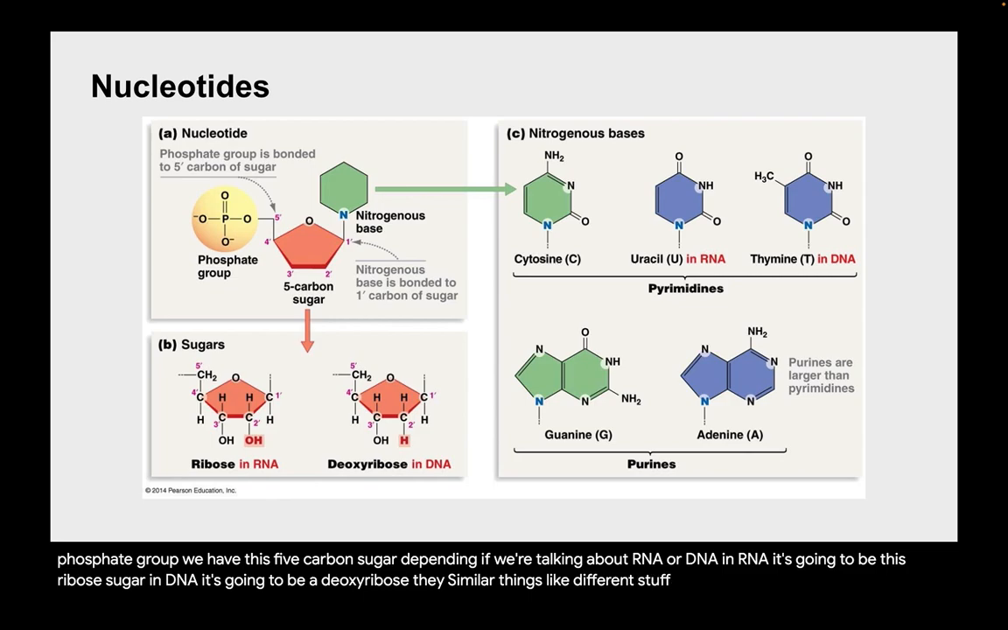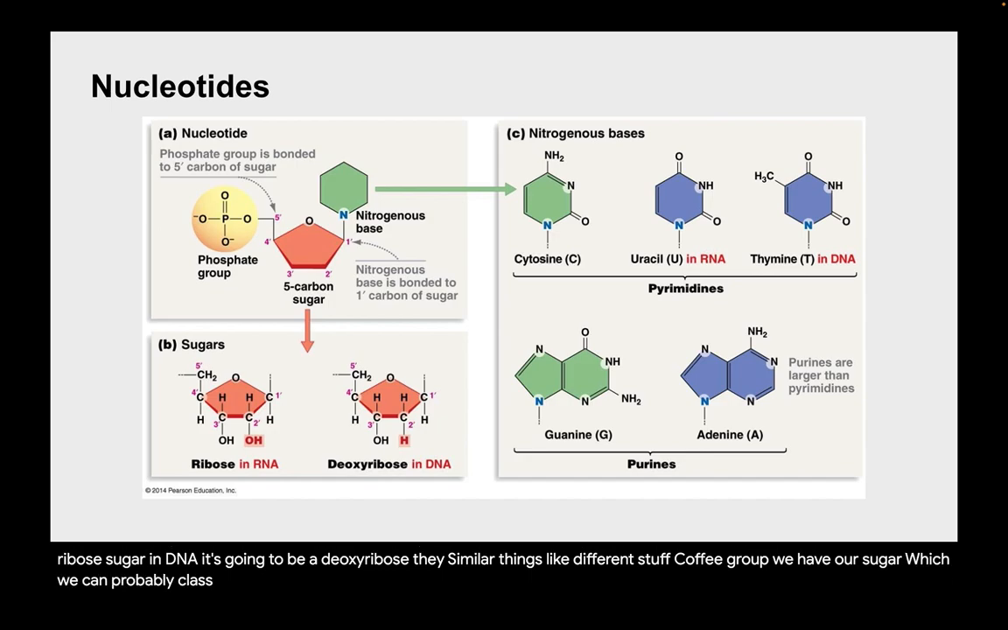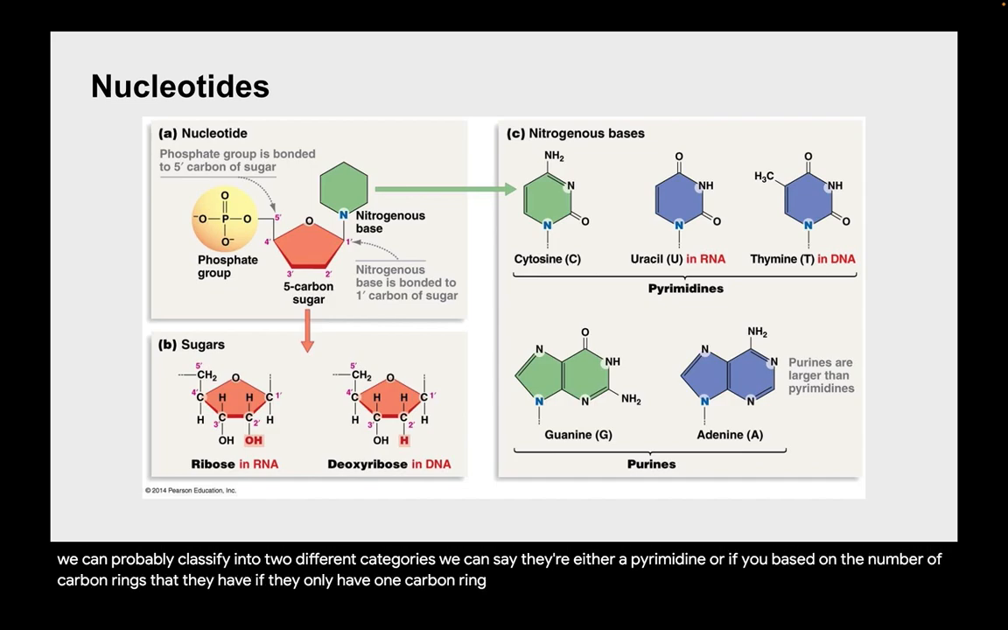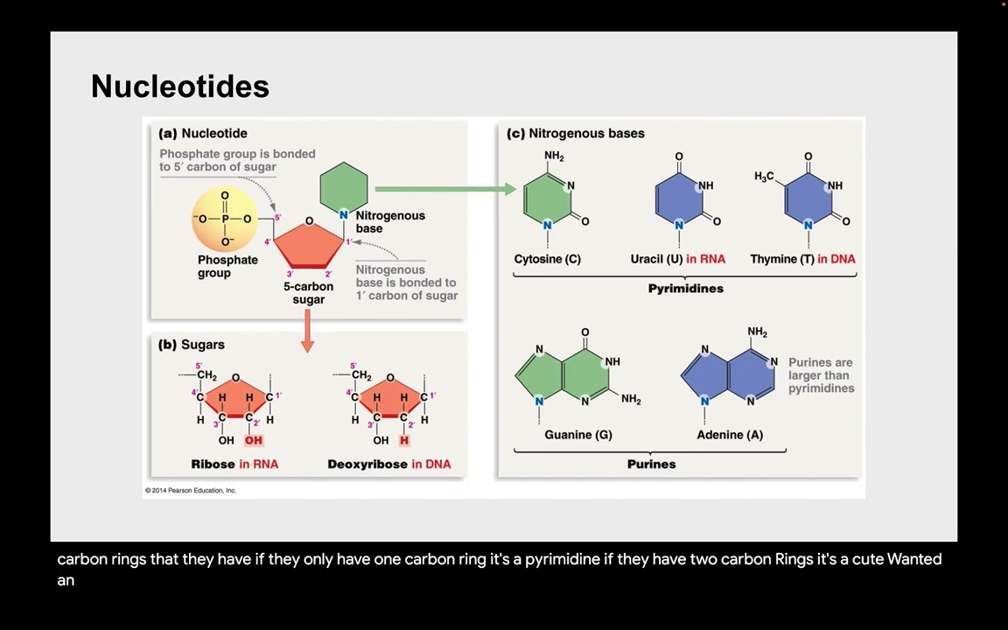All right, so we have our phosphate group, we have our sugar, we also have our nitrogenous bases, which we can broadly classify into 2 different categories. We can say they're either a pyrimidine or a purine, based on the number of carbon rings that they have. If they only have 1 carbon ring, it's a pyrimidine. If they have 2 carbon rings, it's a purine. Purines are guanine and adenine. Pyrimidines in DNA are cytosine and thymine.